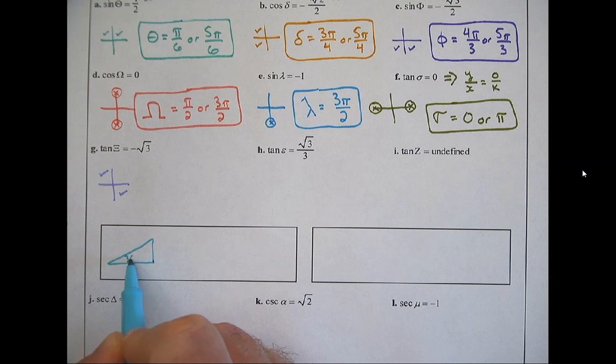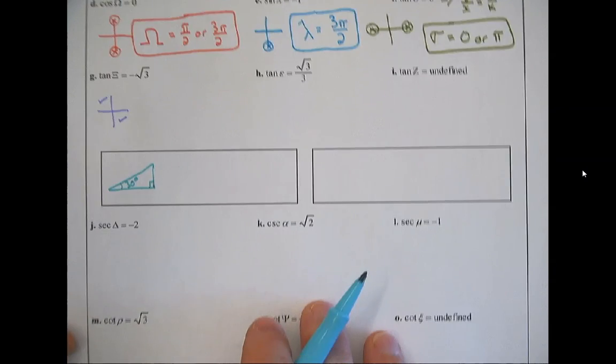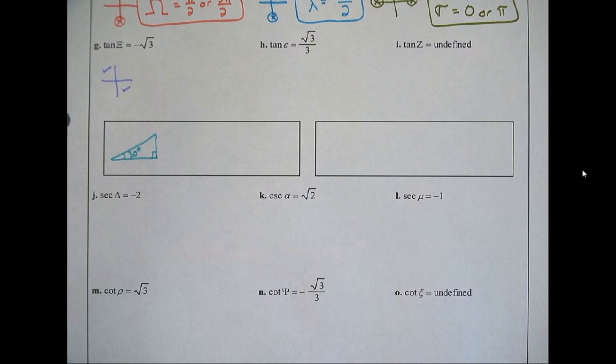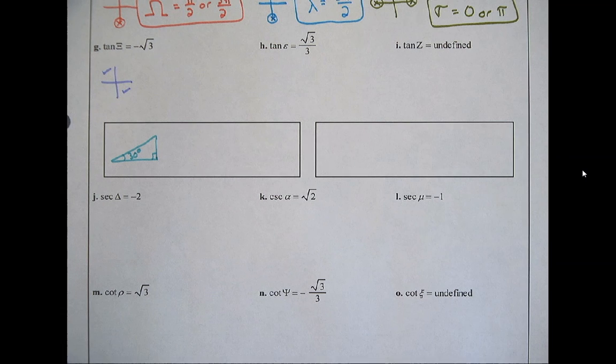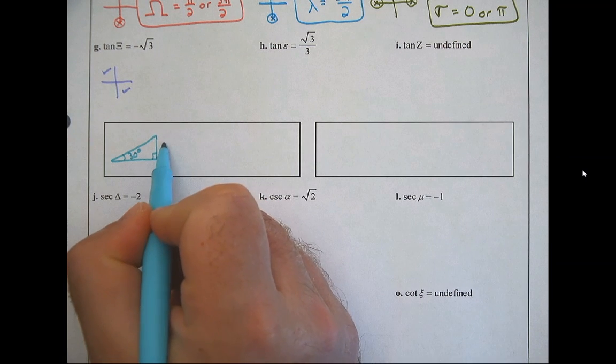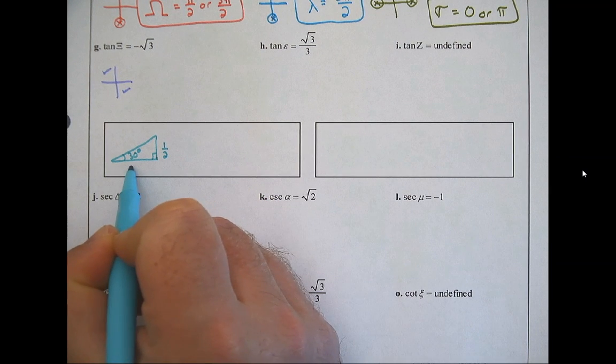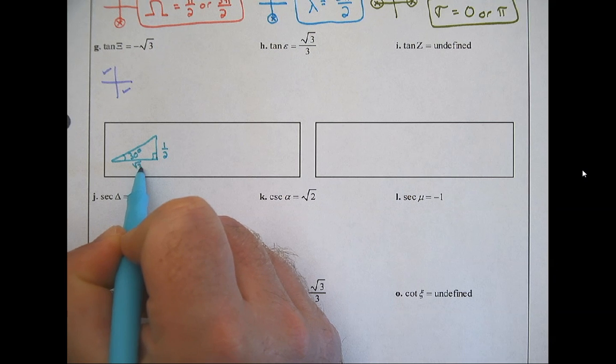So my right angle and my reference angle is 30. So from the 30, we can start to fill in some sides. Across from the 30 is 1/2. Adjacent to the 30 would be square root 3 over 2.